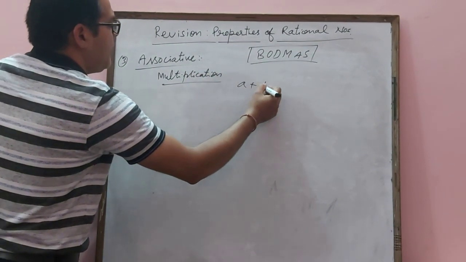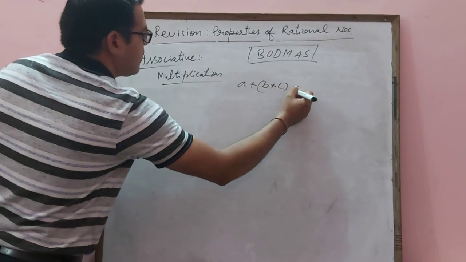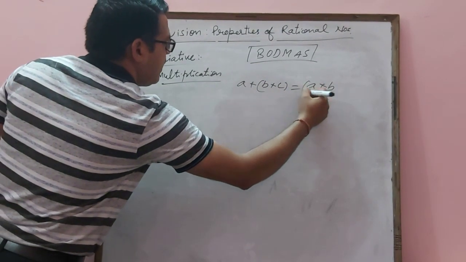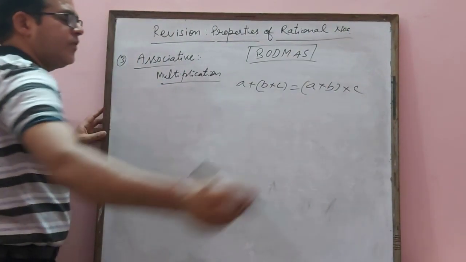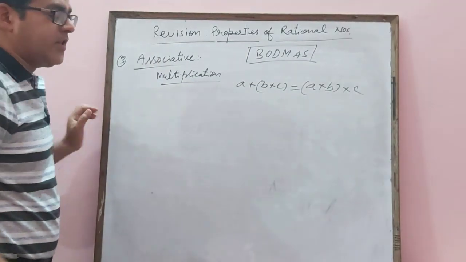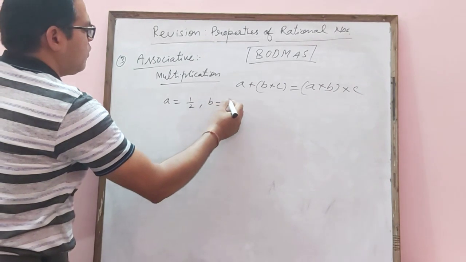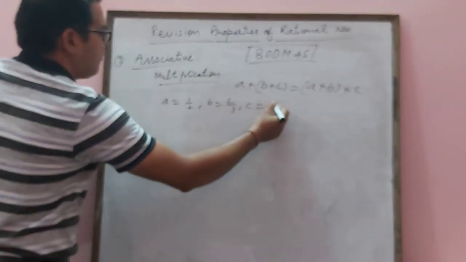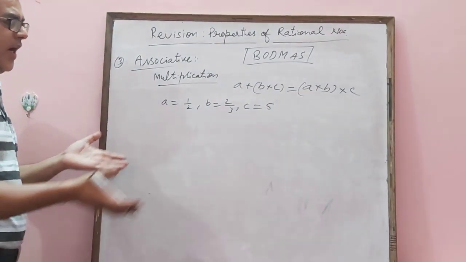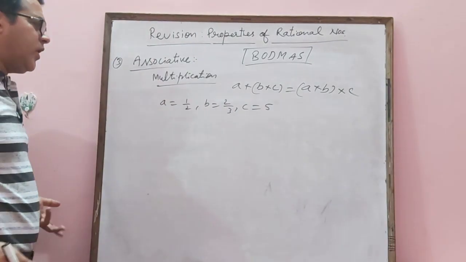A into B into C equals A into B into C. Can we write it? Let's check it. So the value of A I am taking 1 by 2, B is 2 by 3, and C I am taking here 5 only. 5 is also a rational number. Any other rational number you can take, for example.